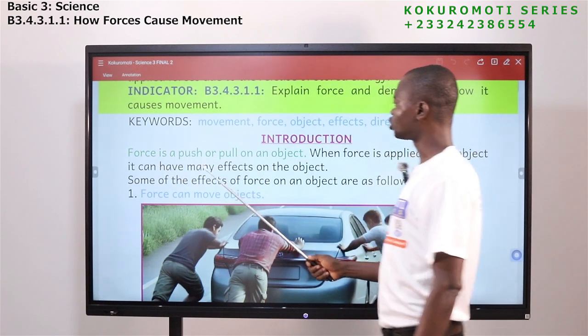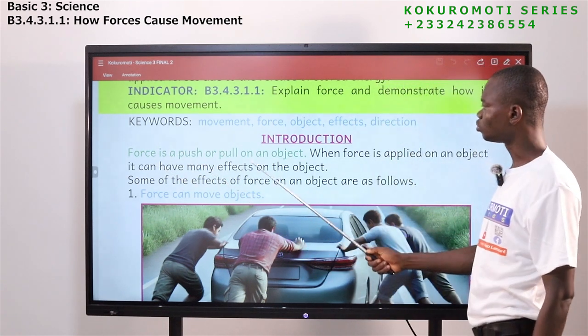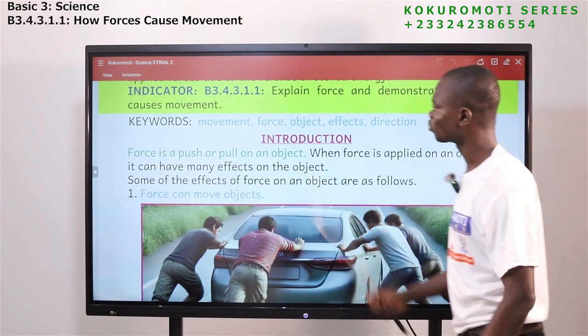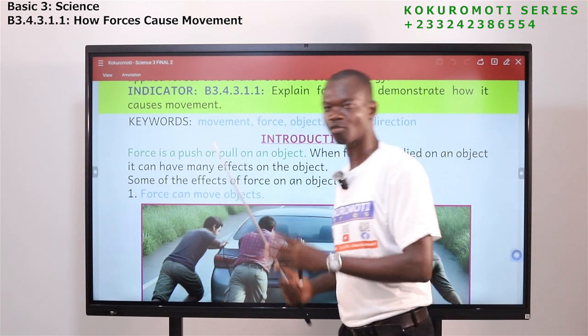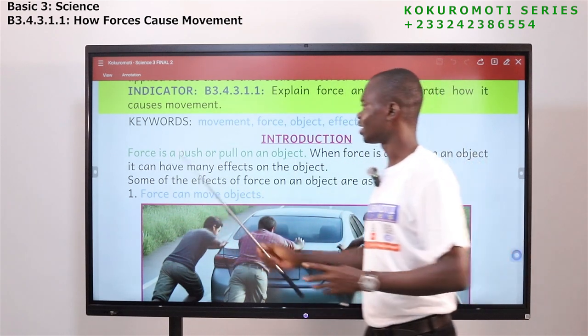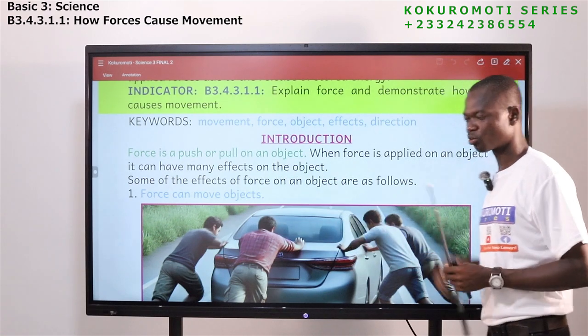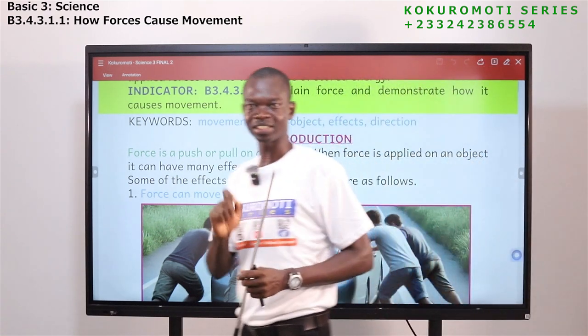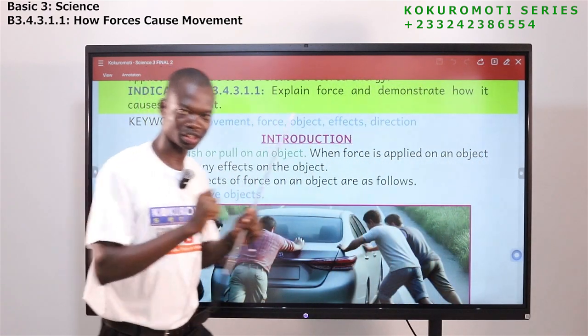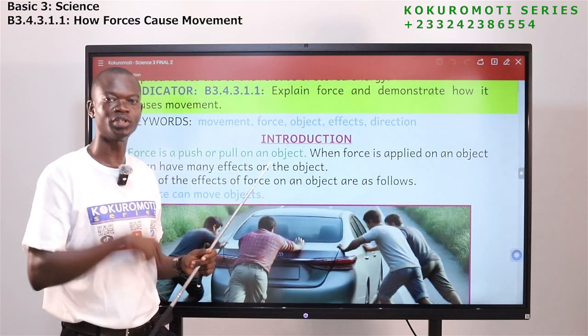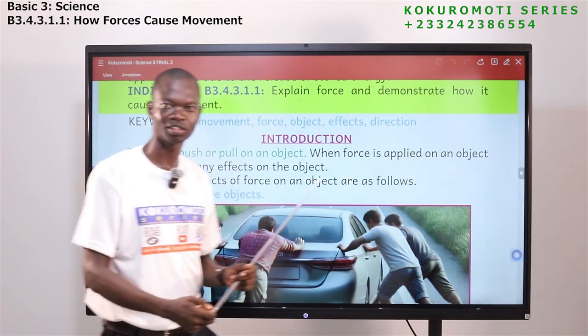Now, force is a push or pull on an object. We saw force, and we are saying that force is a push or pull on an object. So if an object is there and you push it or you pull it, we describe it as force.